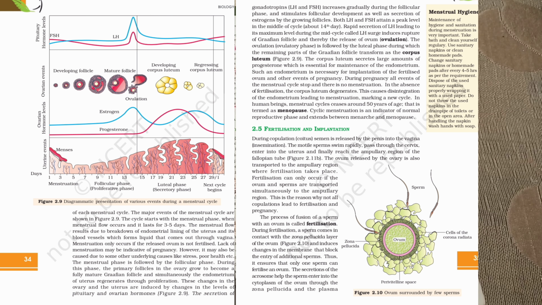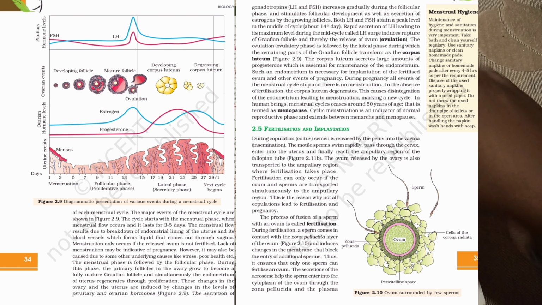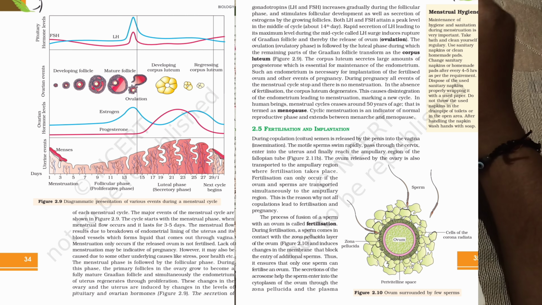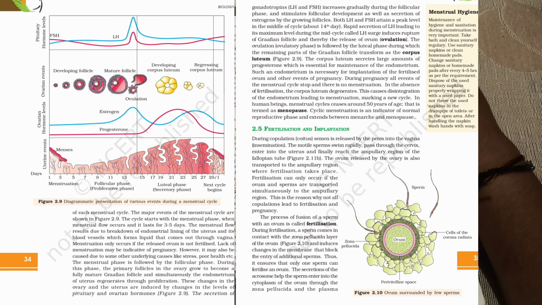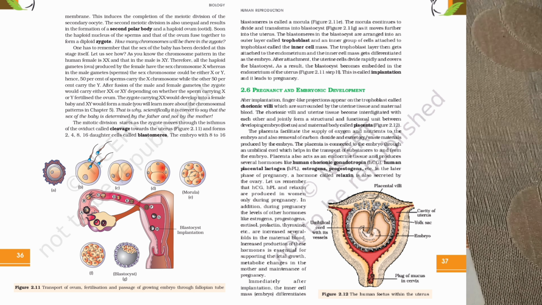The process of fusion of a sperm with an ovum is called fertilization. During fertilization, a sperm comes in contact with the zona pellucida layer of the ovum and induces changes in the membrane that block the entry of additional sperm. Thus, it ensures that only one sperm can fertilize an ovum. The secretion of the acrosome helps the sperm enter the cytoplasm of the ovum through the zona pellucida and the plasma membrane.